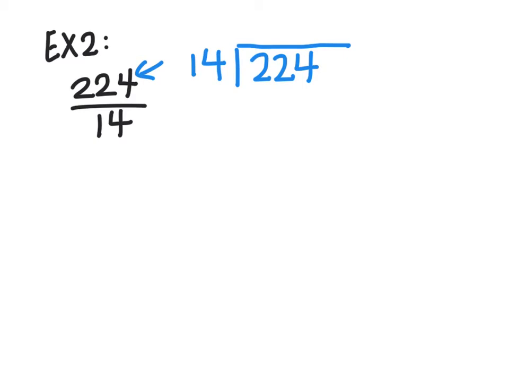14 can't go into 2, but it can go into 22 one time. So I'll put the 1 above the second 2. And let's subtract. That would give me 8. 22 minus 14 is 8. Let's pull down the 4.